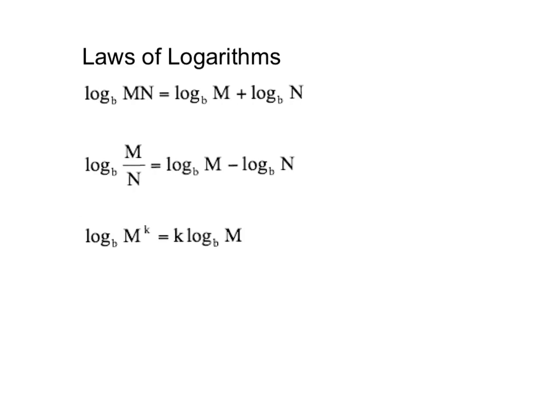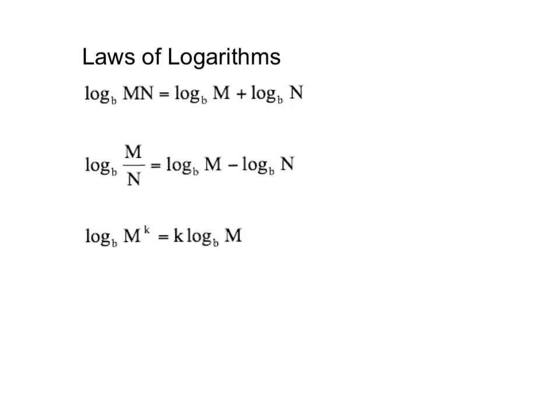The second law is log base b of m divided by n is equal to log base b of m minus log base b of n. In other words, the logarithm of a quotient can be equal to a difference of logarithms.